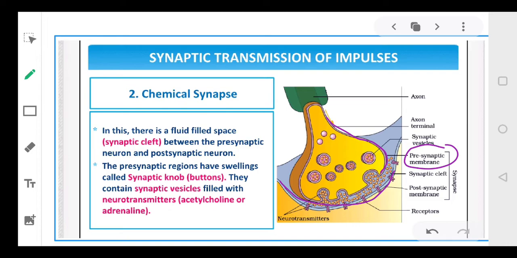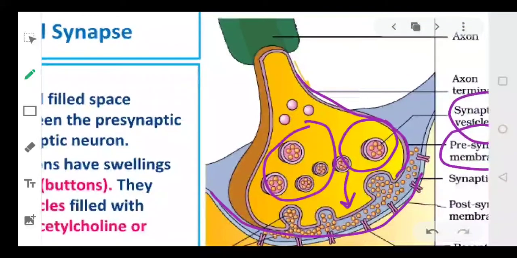तो आपके जो प्री साइनैप्टिक मेम्ब्रेन है, that pre-synaptic membrane, it produces certain vesicles. ये vesicles produce कर रही हैं जिसको हम कहते हैं synaptic vesicles. Now these synaptic vesicles, they will fuse with the membrane of the pre-synaptic neuron. ये pre-synaptic neuron की membrane के साथ fuse हो जाती हैं and then they release the chemical into the synapse. ये आपके उस chemical को synapse में release कर देती हैं.